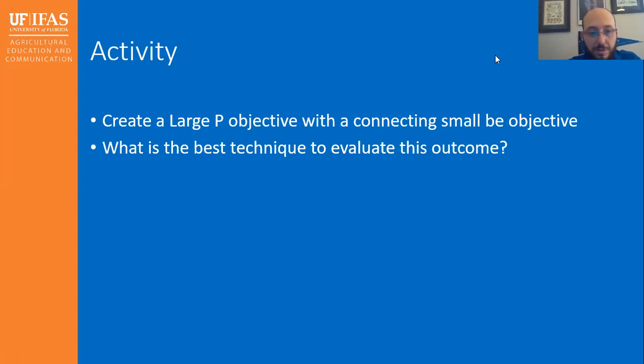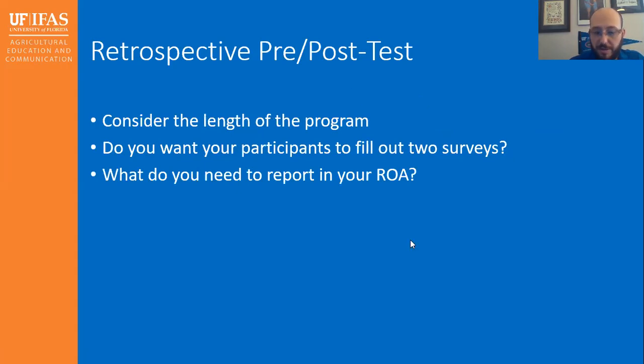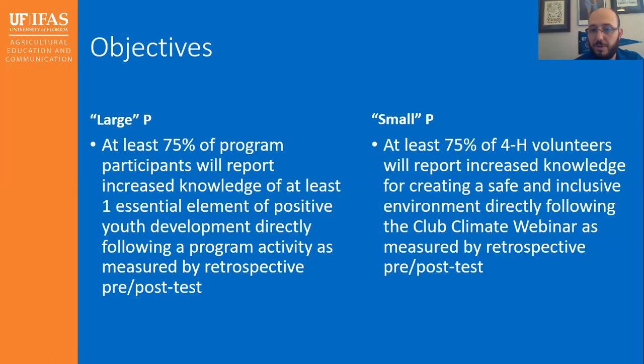Got another question. Laura, John, can you please give an example of a small p versus a large p for 4-H? I feel all of our objectives are small p's. So I will go back to a previous slide where I did small versus large p for 4-H. Here we go. The large P is increased knowledge of at least one essential element of positive youth development. And then the small p is increased knowledge for creating a safe and inclusive environment. So you've got a workshop that's specifically focused on that. Thank you, John.